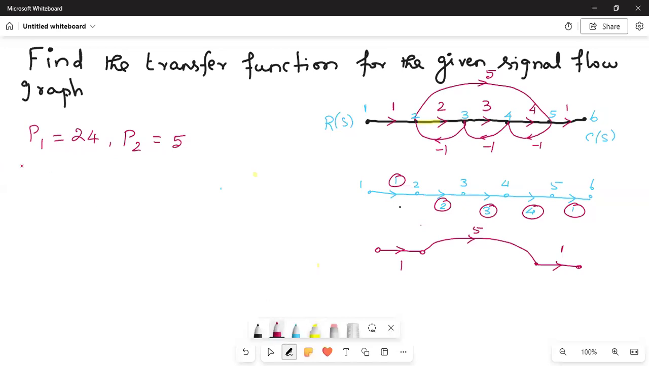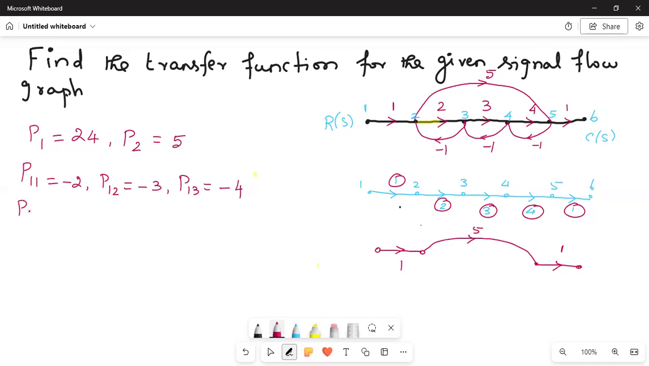So therefore, first loop, the gain value P11 is equal to 2 multiplied by minus 1. So therefore, we can write minus 2. The second loop gain value is 3 into minus 1, minus 3. Then third loop, the gain value is 4, 4 is multiplied with minus 1. So therefore, minus 4. Correct?